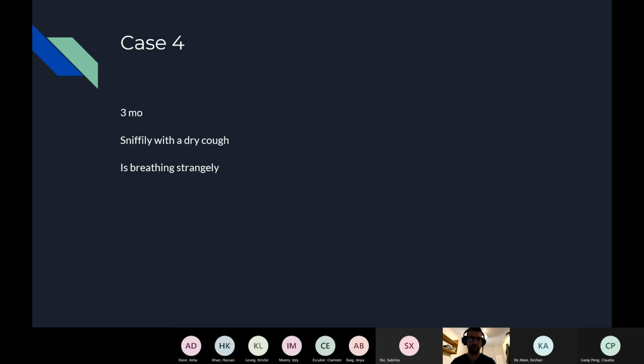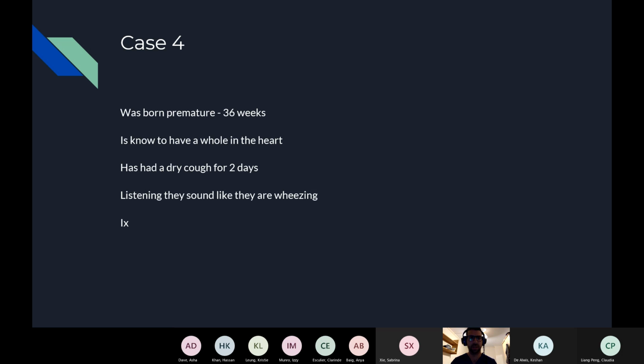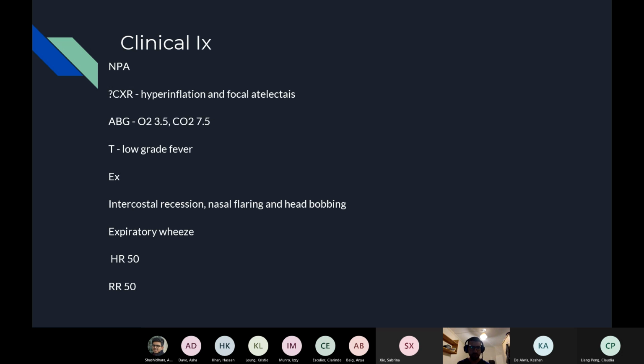A 3-month-old, sniffly with a dry cough and is breathing strangely. They were born prematurely at 36 weeks. They're known to have a hole in their heart and have had a dry cough for 2 days. Listening, they sound like they are wheezing. So the investigations we do: an NPA, basically taking a swab of their nose. You do a chest X-ray, which shows that they have hyperinflation.